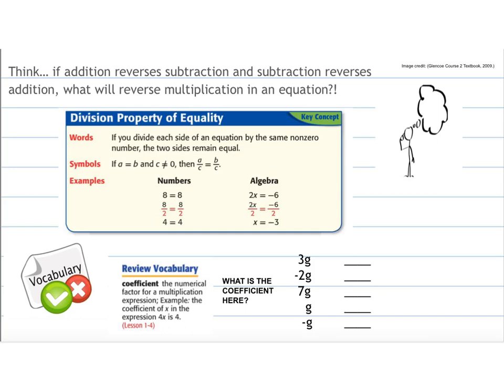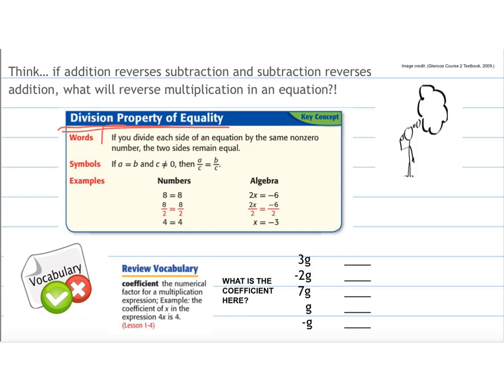So if addition reverses subtraction and subtraction reverses addition, what will reverse multiplication in an equation? We talked about this for a second in the last video. But we know that the opposite of multiplication is division. So now we have the division property of equality.